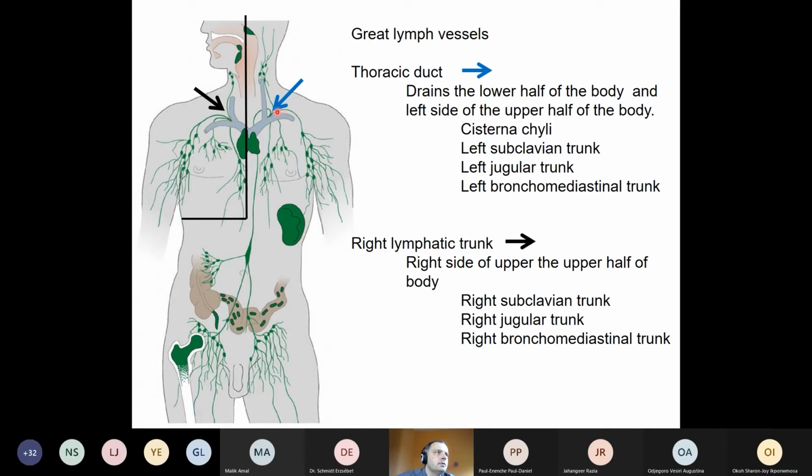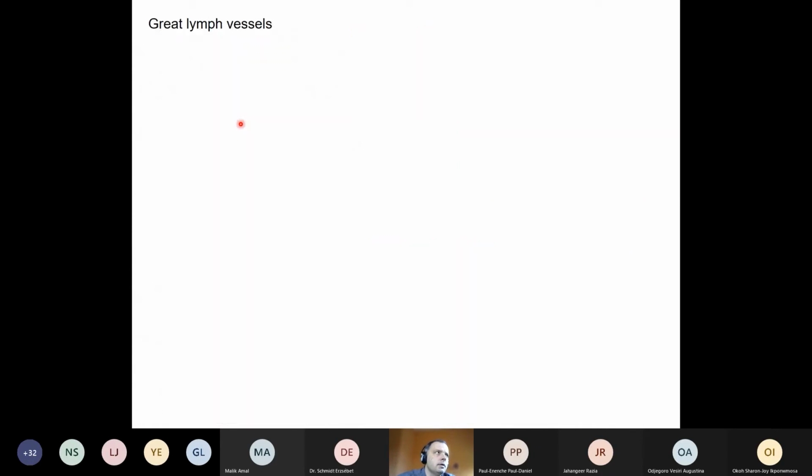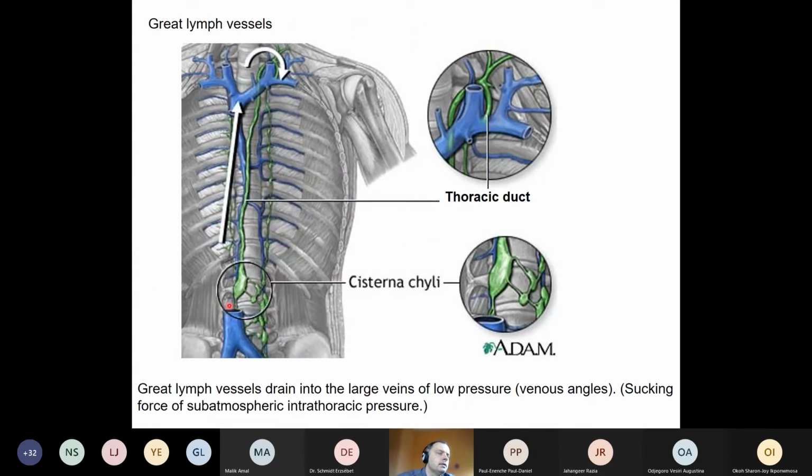And these vessels, the thoracic duct and the right lymphatic trunk, will drain into the venous angles, because here there is quite low pressure. There is a certain sucking force here which will provide a certain energy to drain the fluid from the entire body. And in the second semester, if we dissect the torso, you will see that after the removal of the thoracic organs in front of the spine, one can dissect this thoracic duct which drains the fluid towards the left venous angle. We will come back to this in the next semester.